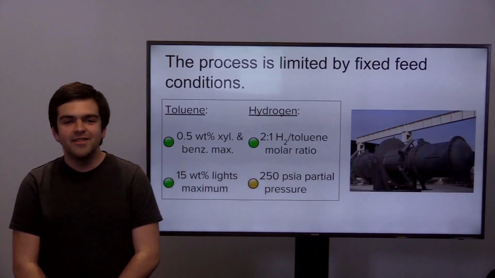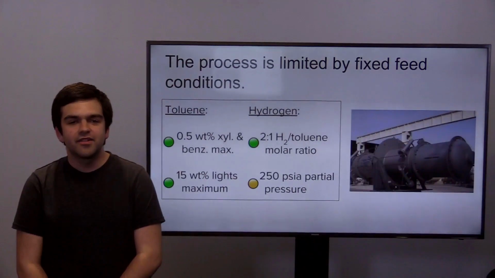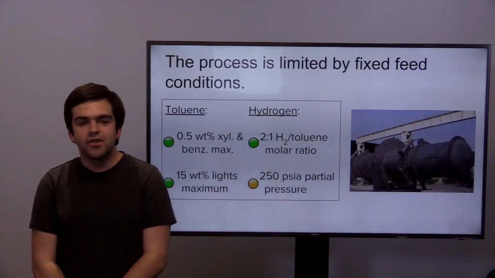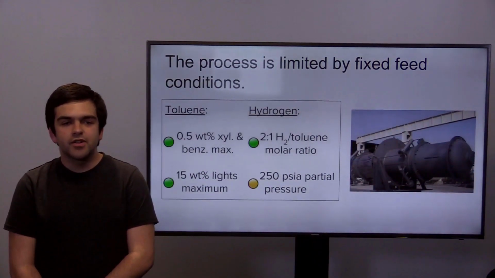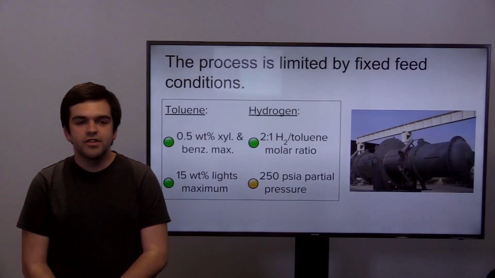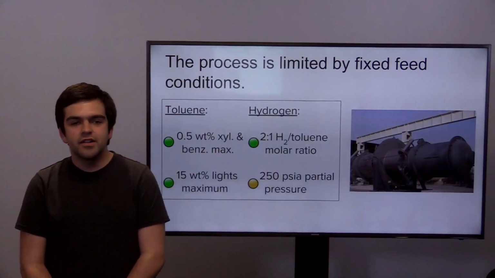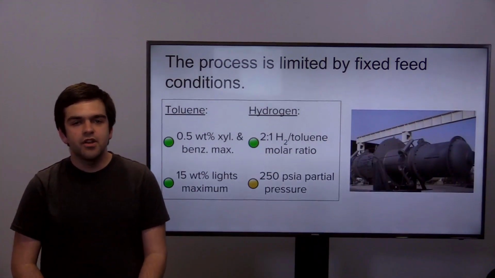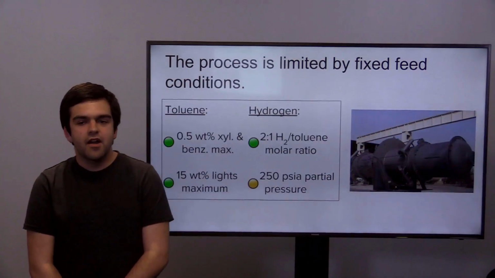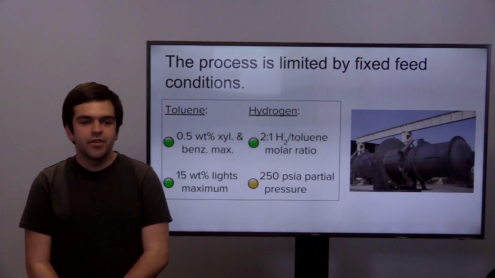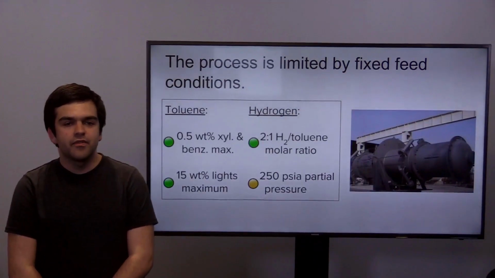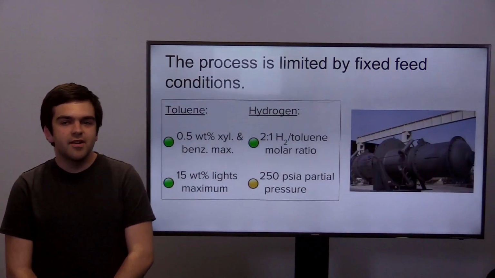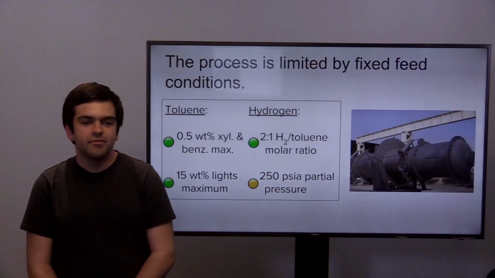Our process is limited by feed conditions that are fixed, in that we can only have so many impurities in both our toluene and our hydrogen feeds. In our toluene feed, we meet all specifications in terms of these impurities. Additionally, we must feed hydrogen at a 2-to-1 molar ratio with the toluene feed, which our design accomplishes. However, within the reactor itself, our hydrogen must provide 250 psia of partial pressure, and we come very close to the specification at 247 psia.